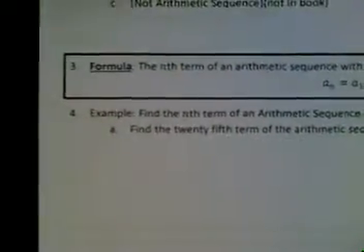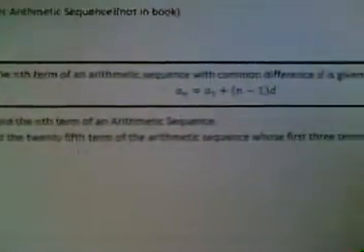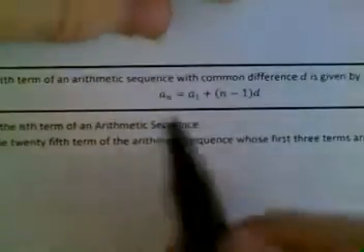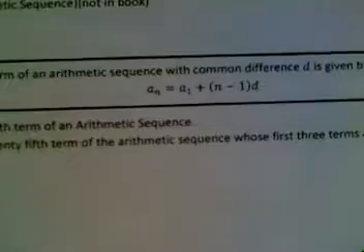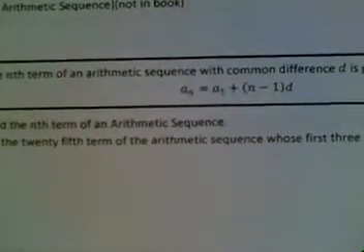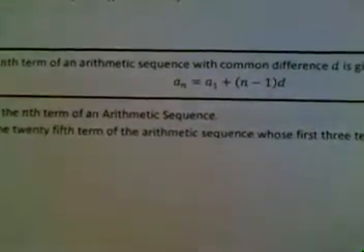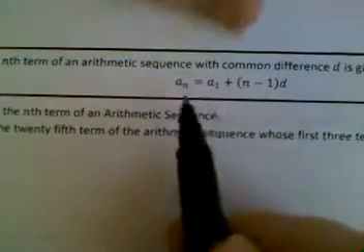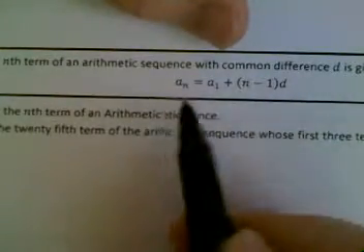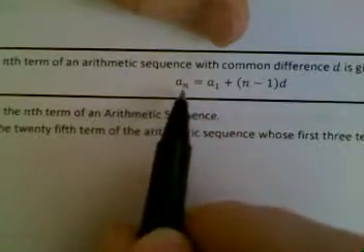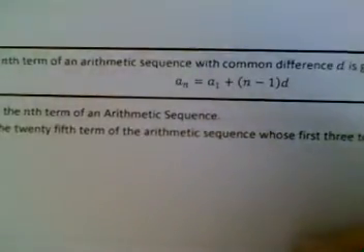Looking at number 3, the nth term of an arithmetic sequence with common difference d is given by this. Now, what's wonderful about this entire section is that if you see the addition occurring every time, or even better, they tell you that you're playing with an arithmetic sequence, this right here is the formula for finding any nth term. So I'm going to go ahead and use that formula in the next couple of examples.